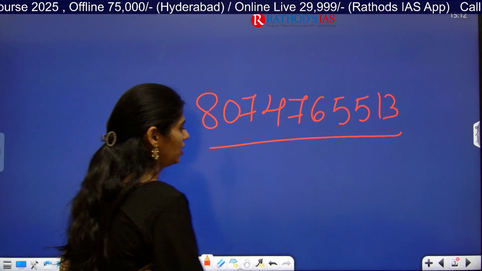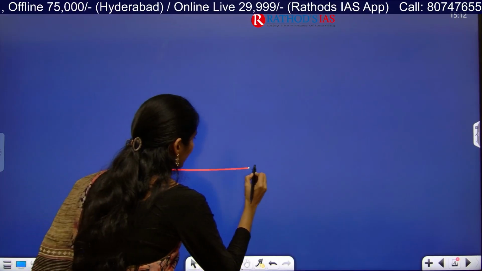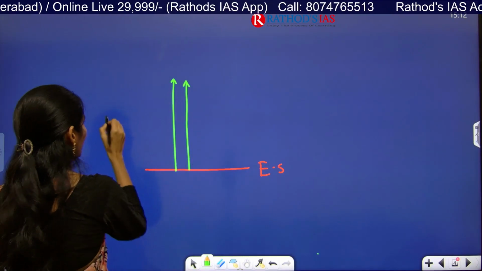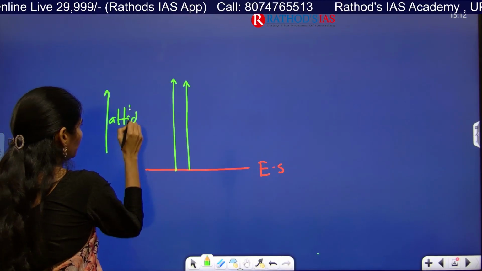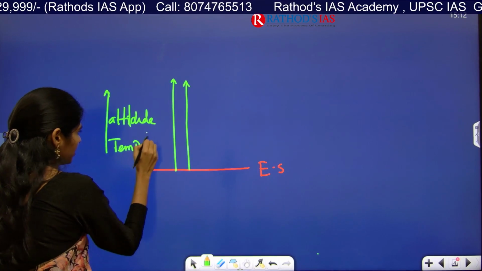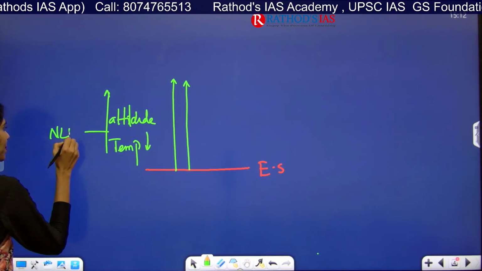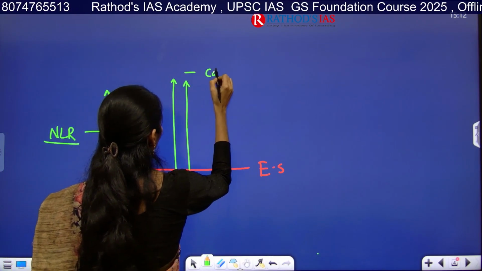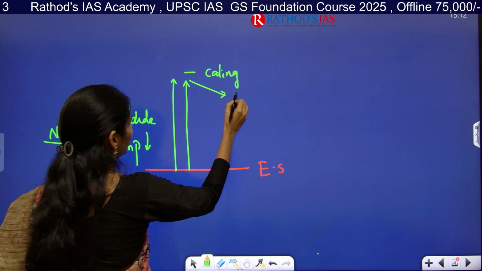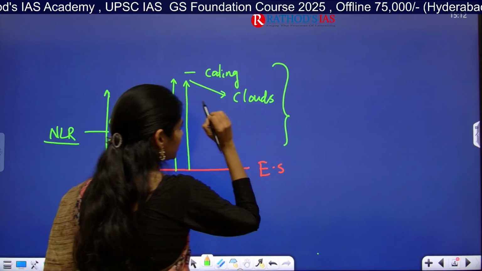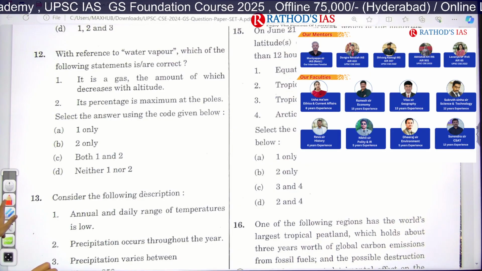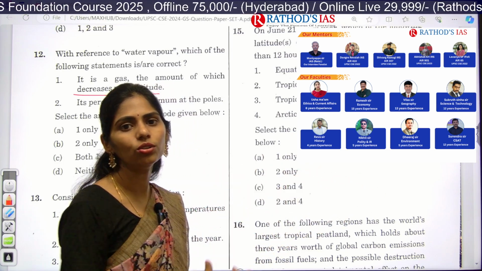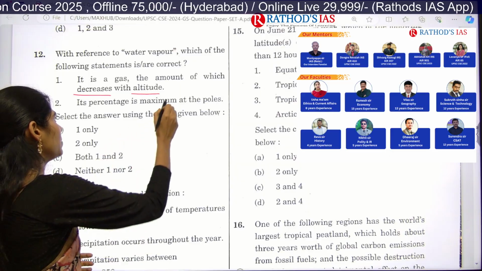Again we have to take help from a map. Consider this as our earth surface. Whenever we are moving up from the earth surface, that means whenever altitude increases, temperature decreases. This is according to the normal lapse rate. So the water vapor formed on the earth's surface, after reaching a certain height, will cool, and after cooling, it will form clouds. If you know this concept, you can see this first statement: it is a gaseous form, the amount of which decreases with altitude. Yes, because of this condensation, vapor is converted into droplets of liquid water in the clouds. So this statement is absolutely correct.